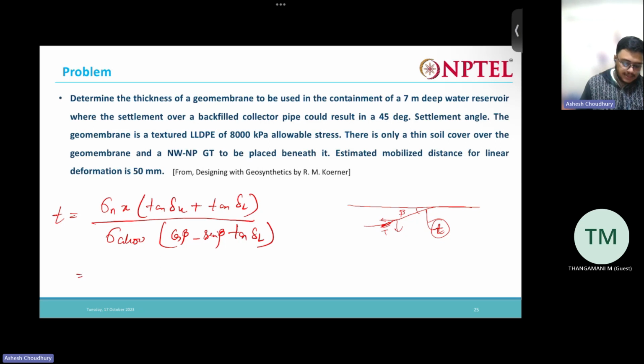Okay, so what is this, sigma n? What is sigma n? The vertical stress. So what will be the vertical stress? 7 meter, right? Water is there above it, so 7 meter high water. So 7 meter times 9.81, that is 68.67.